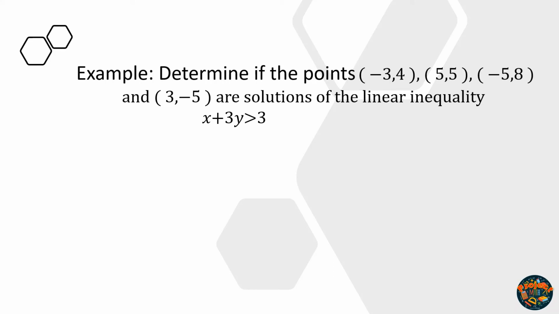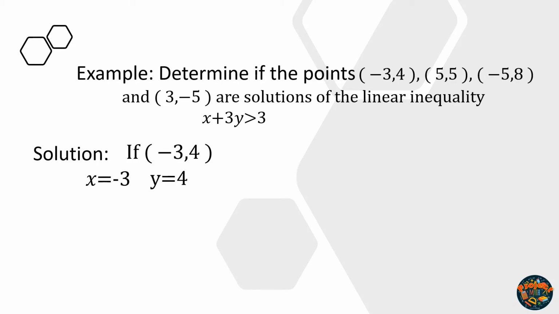For better understanding, let us examine the given example. Determine if the points (-3, 4), (5, 5), (-5, 8), and (3, -5) are solutions of the inequality x + 3y > 3. So let us solve first (-3, 4). The value of x is -3 and y is 4. So all we have to do is to substitute the given values in the inequality.